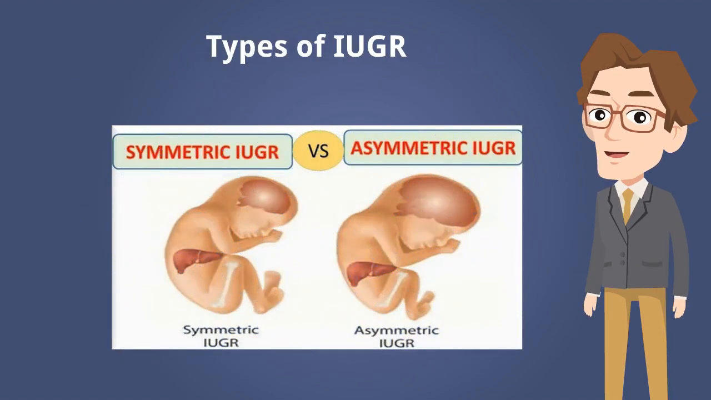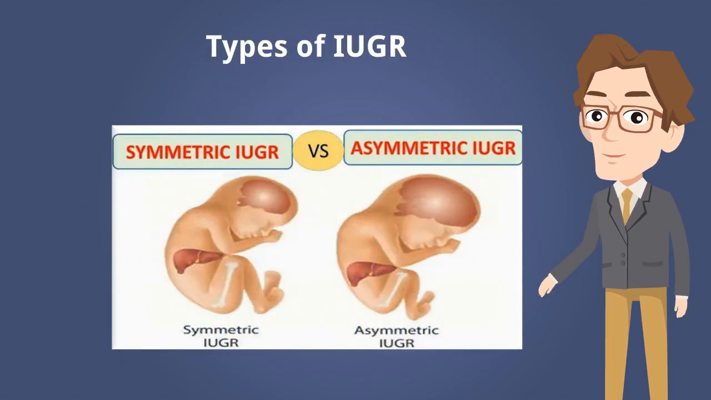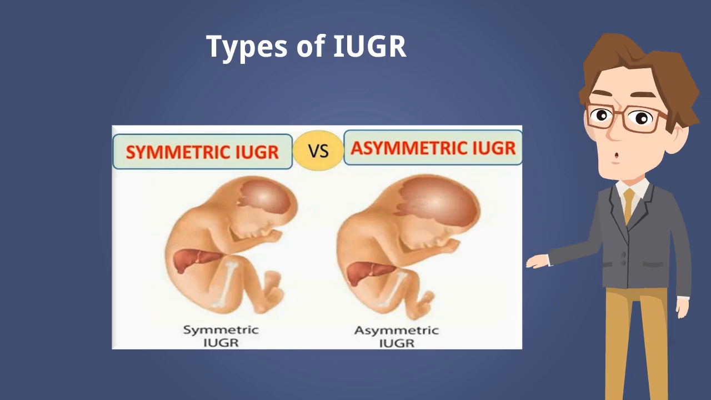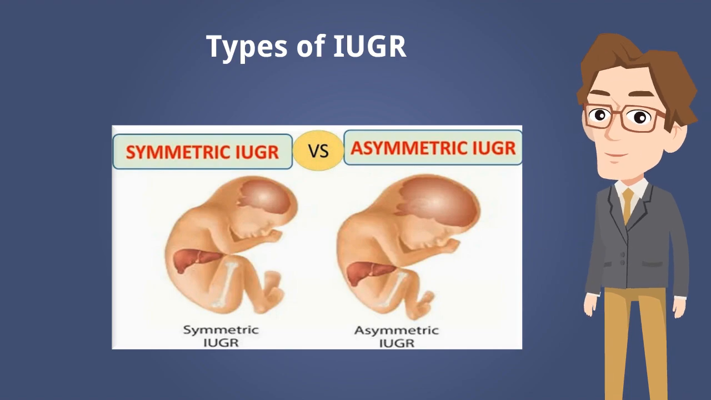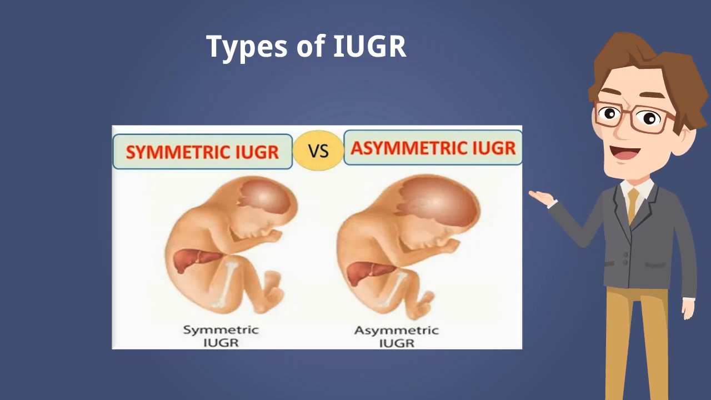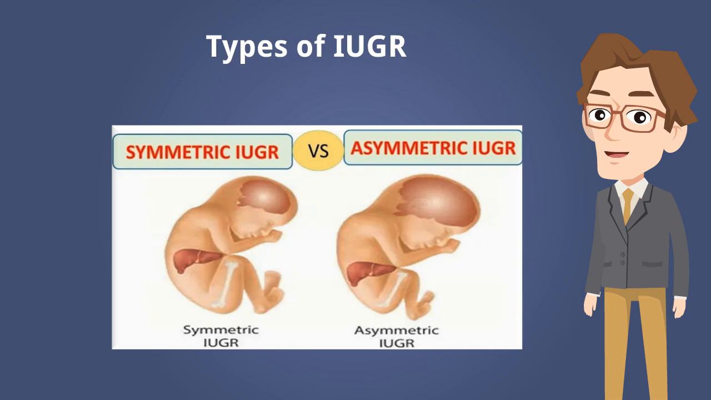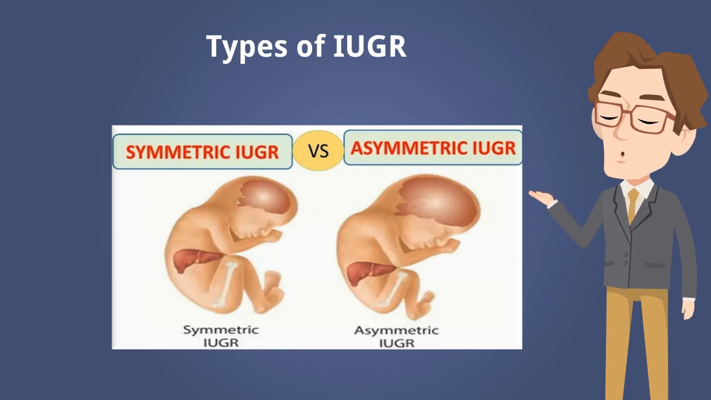Look at the pictures. Can you identify the two types of IUGR? Here, the first one is symmetric IUGR. In symmetric IUGR, the size of the head, body weight, and length are equally reduced. The causes include genetic and chromosomal disorders or TORCH infections.